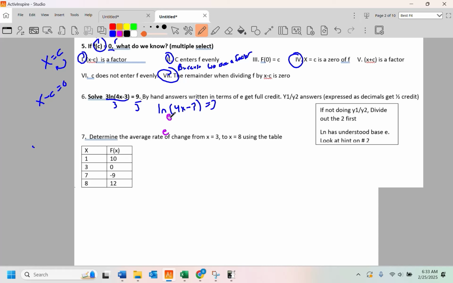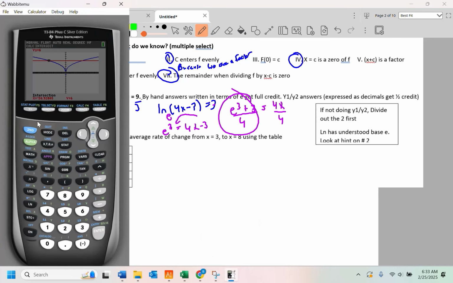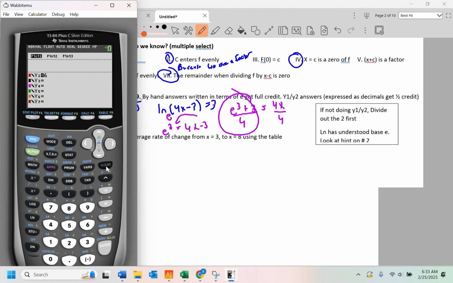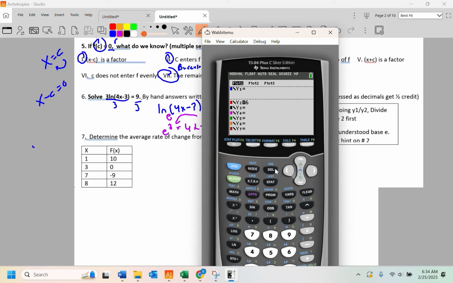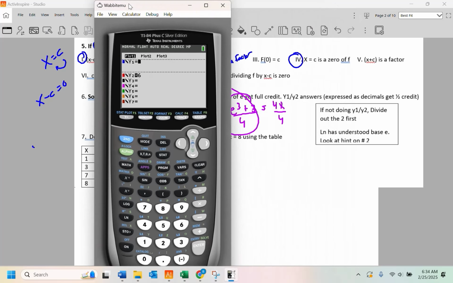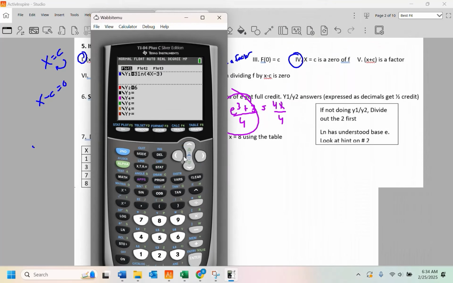So log is the base is e, it will be cubed, and that will equal 4x minus 3. Then we'll add 3 to both sides. e cubed plus 3 is 4x. And then we'll divide by 4. And there you go. Now, if that was too much for you, you can get half credit by just doing y1, y2. So in y1, I would have put 3 natural log of 4x minus 3. And in y2, what would I have put? I would have put a 9 and a zoom 6.